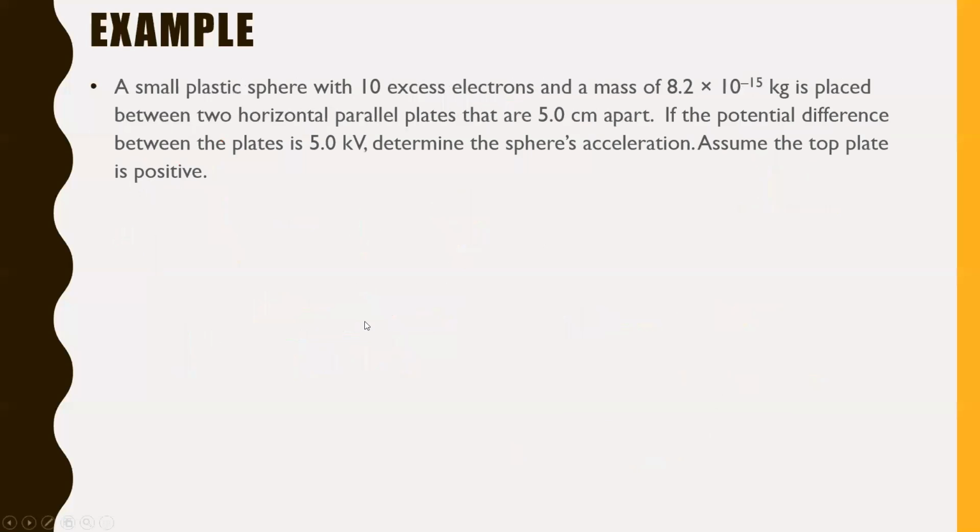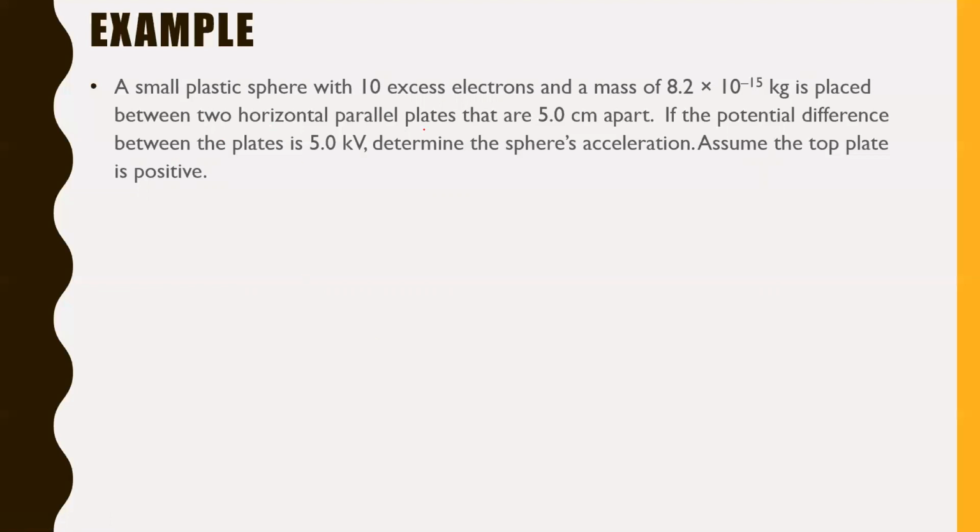All right, moving on to the next one. A small plastic sphere with 10 excess electrons and a mass of that is placed between 2 horizontal parallel plates that are 5 centimeters apart. If the potential difference between the plates is 5.0 kilovolts, determine the sphere's acceleration. Assume the top plate is positive.